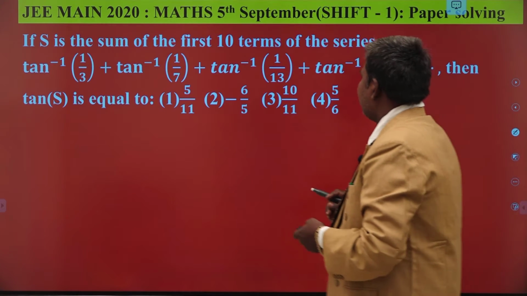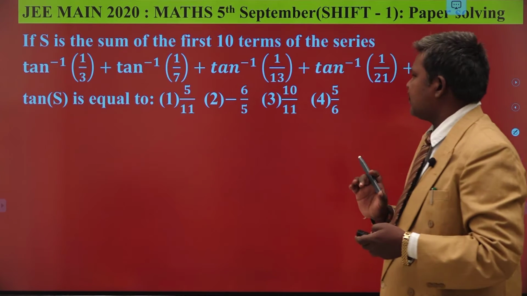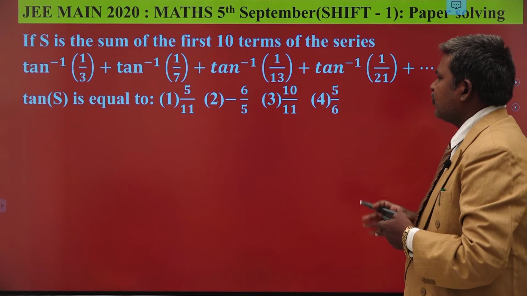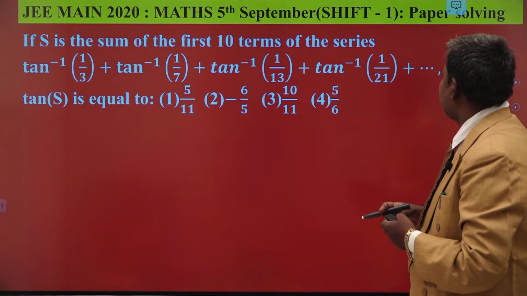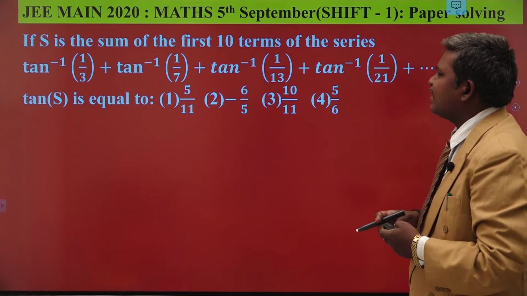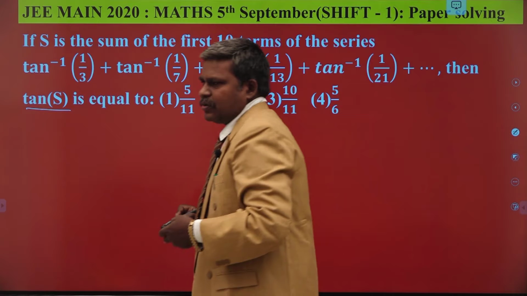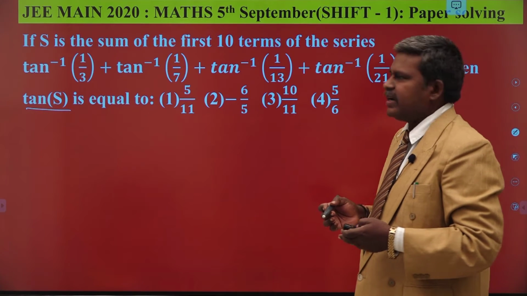S is the sum of the first 10 terms of the given series. Then tan S is equal to what? This is the question. You have to find the value of tan S. After getting the value of S, it is easy to find tan S.